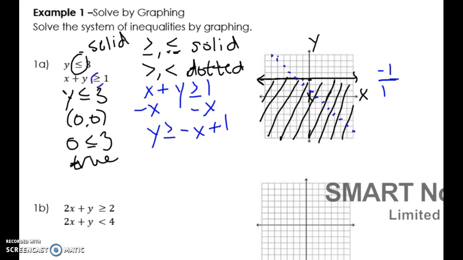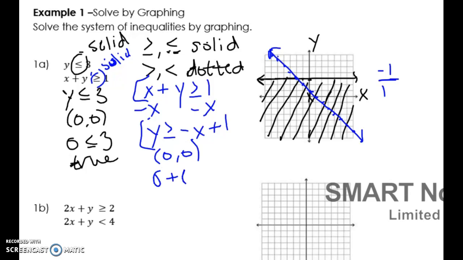All right, and again on this one, I have a solid line because it's or equal to. So I'll draw a solid line through those points. There we are. Now I've got to figure out where to shade. So I'm going to plug in 0, 0 again. You can plug it into this equation, or you can plug it into the original inequality. It's up to you. I'll plug it into the original one here. So I have 0 plus 0 is greater than or equal to 1. 0 is greater than or equal to 1. This is not true. So that means I'm going to shade the part of the graph that does not have that origin there. So I'm going to shade this half of my graph.